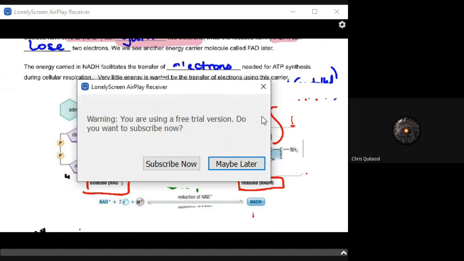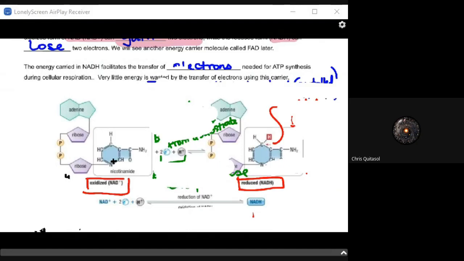So the key thing about all of these steps is that it's all in an attempt to make ATP. In order to make ATP, we need electrons. In order to do that, we need something that can carry electrons, hold electrons, and then give them off later. So very little energy is wasted by the transfer of these electrons using this carrier. It not only accepts and gives electrons very well, but it doesn't waste any of the energy.